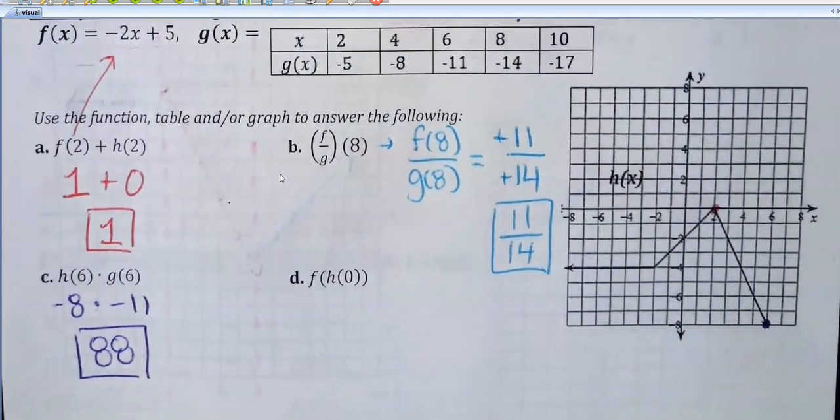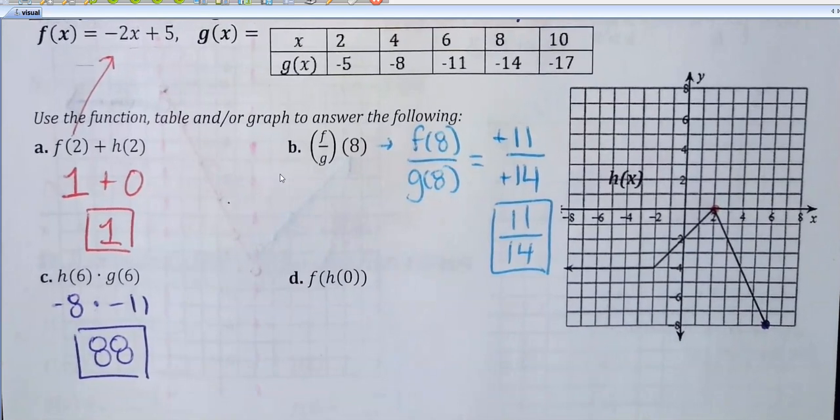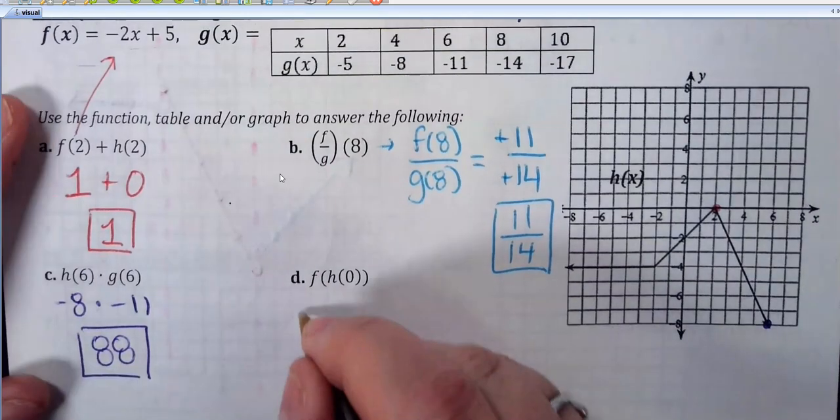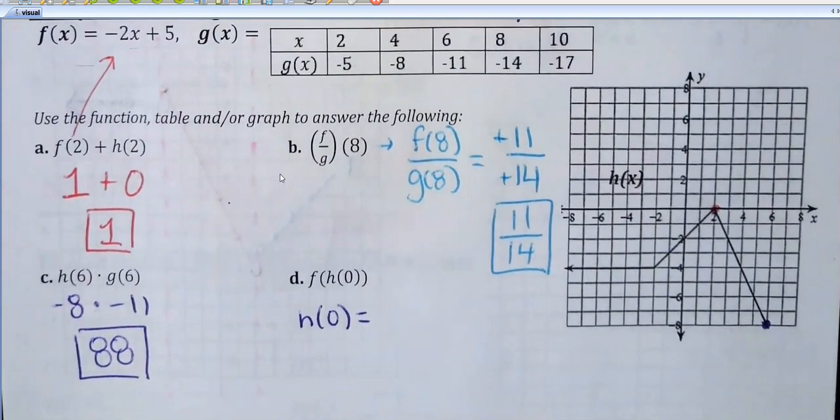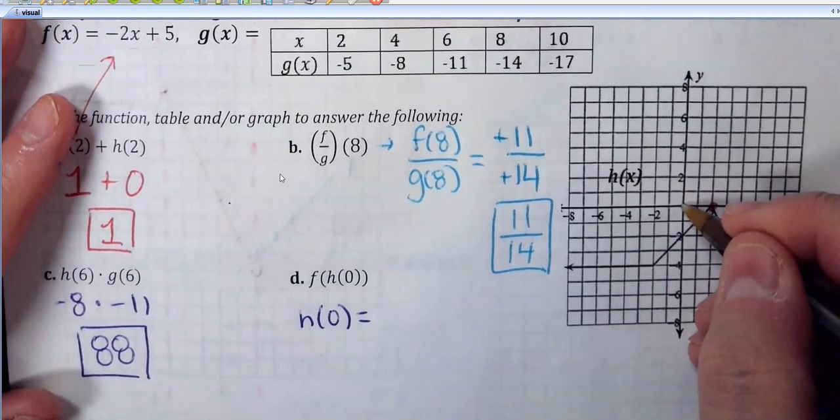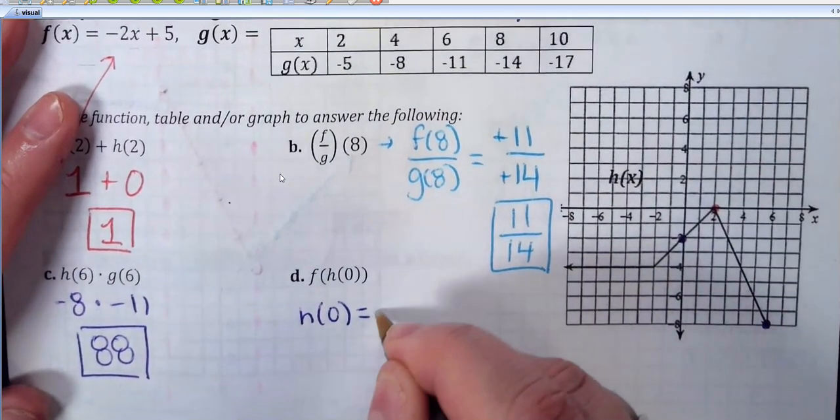Now, the last one is not multiplication, and I know we haven't done this for a couple days. The last one is composition, so that's 2 problems in 1. You're going to work from the inside out. So I need to start with h of 0. h is the graph. Can you tell me if I did the graph evaluated at 0, what would you write down as your answer? Negative 2. Good deal. So 0 is my x value. Just meet the graph, that's at negative 2. So there's where you go there.